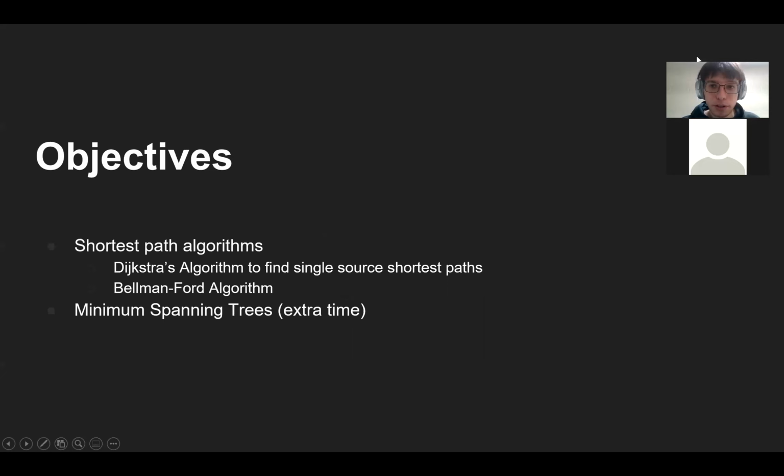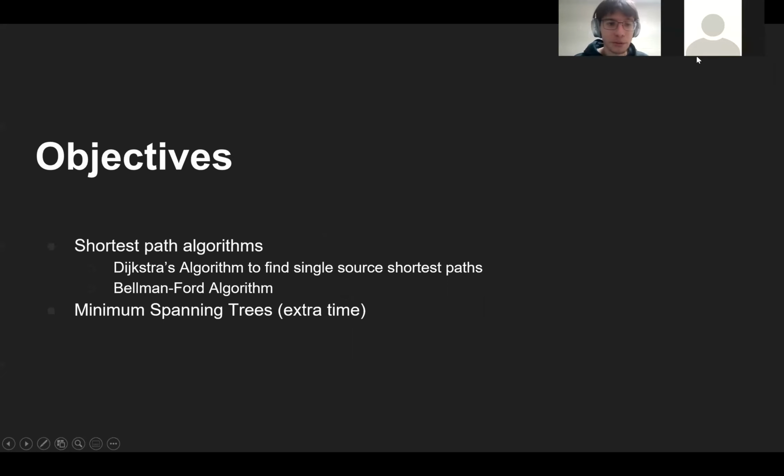So the first thing is we're going to talk about objectives. Today we're going to talk about shortest path algorithms. That's Dijkstra's algorithm to find single source shortest path, and Bellman-Ford, which is another single source shortest path algorithm, except it solves some problems that Dijkstra's can't. And then we'll talk about MST, or minimum spanning tree. If it's next time, then I'll make sure we get to it, or I'll try my best to make sure we get to it.